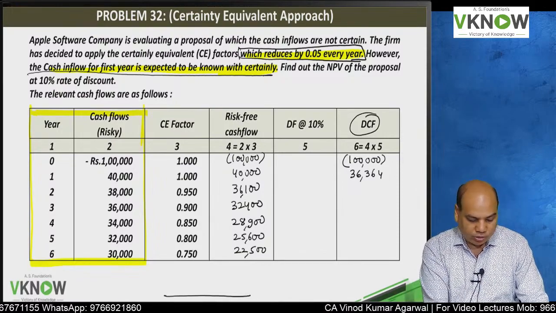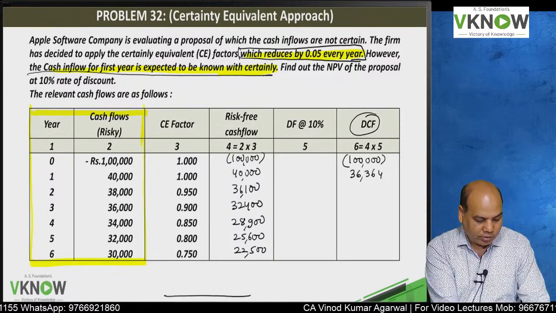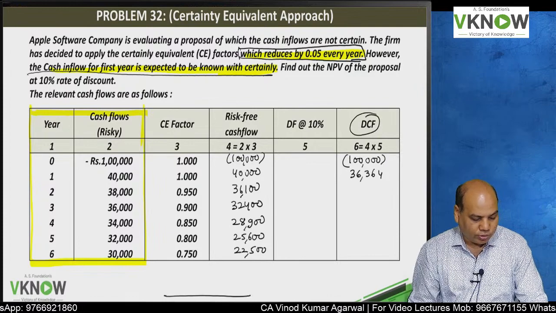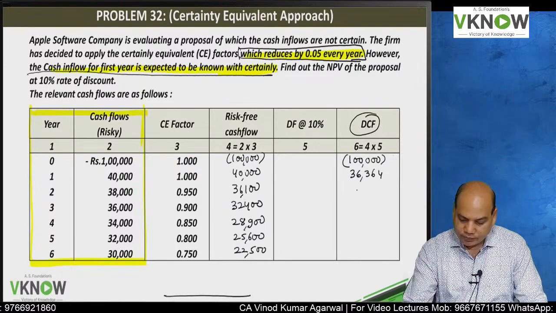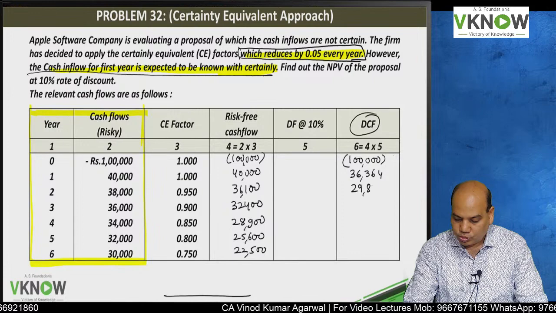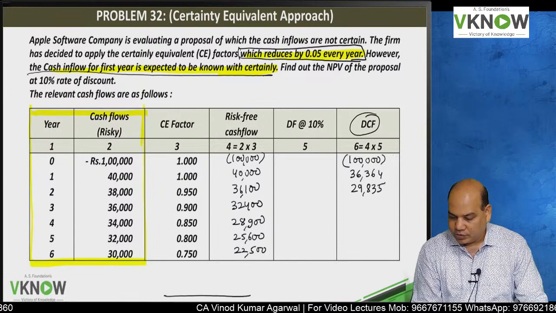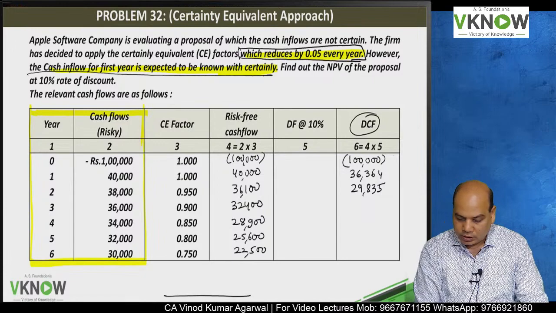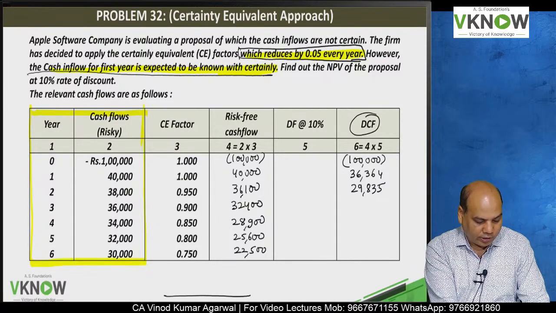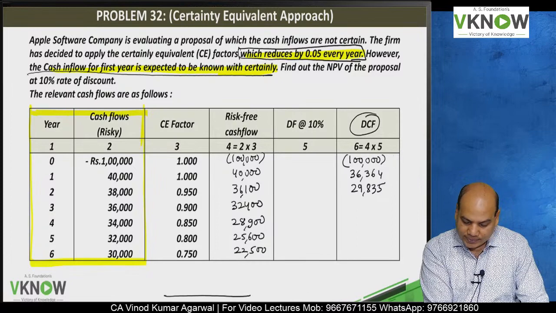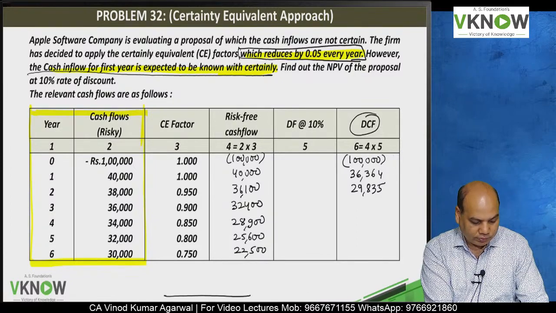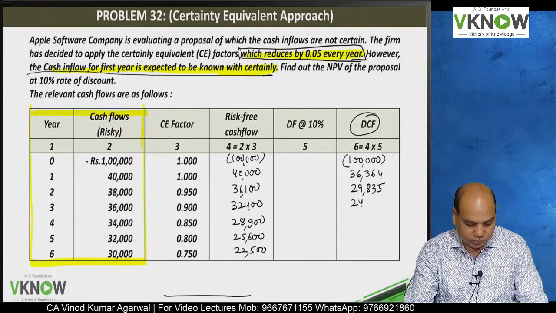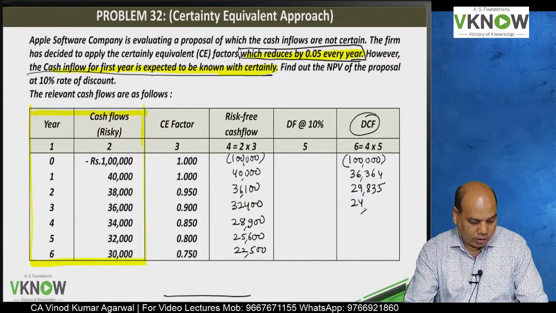Okay, then you type 36,100 divide by 1.10, 2 times equal to memory plus, round off, 29,835. 29,835. Is it right? Okay, next one, 32,400 divided by 1.10, 3 times equal to memory plus, 24,343.